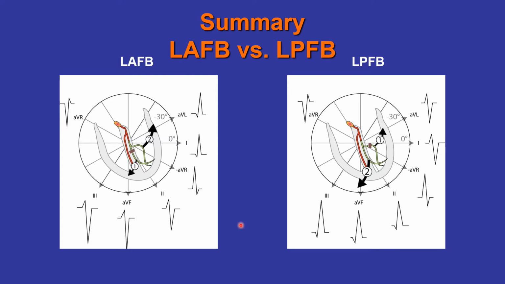Now let me explain one thing. Why is there so much axis deviation in fascicular block and not in bundle branch block?